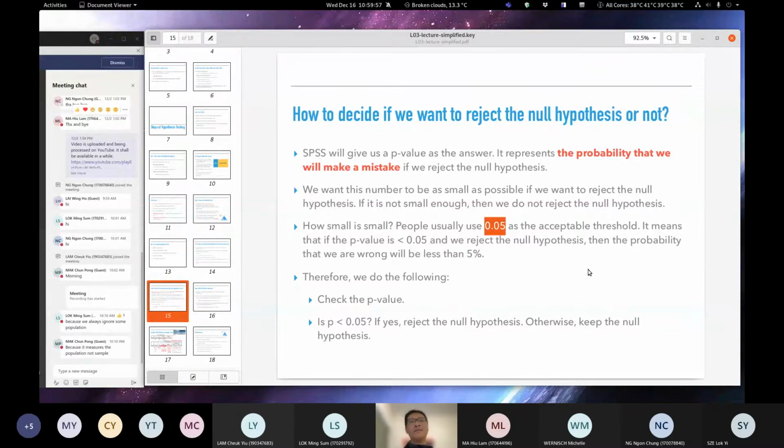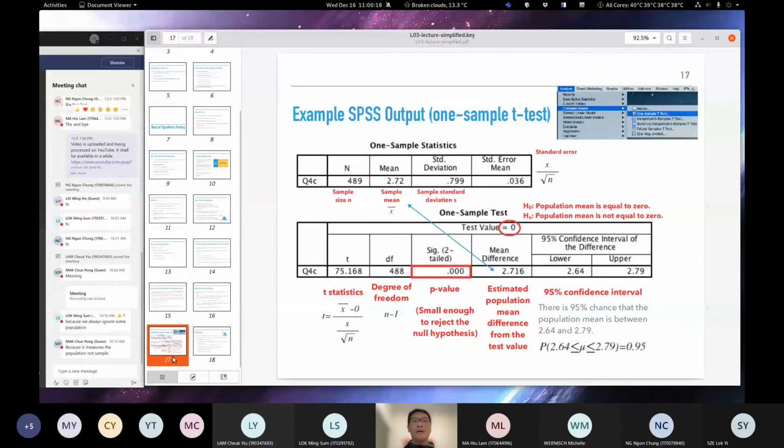So it turns out that whether you want to reject the null hypothesis or not depends on the reference value that you are using. And SPSS doesn't know which reference value you want to use. So instead of just telling you yes or no, SPSS just gives you the p-value, and then you determine the yes or no based on your preferred reference value. Okay, that is why the software only gives you the p-value.